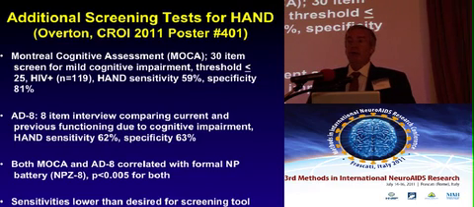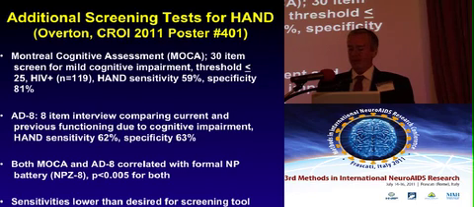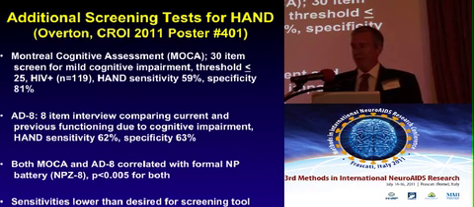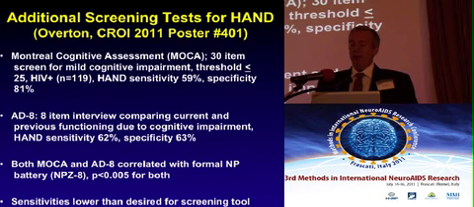Now, other screening tests have also been used to try to diagnose HAND. At this year's CROI meeting again, two of these tests were the Montreal Cognitive Assessment, or MoCA, which is a 30-item screen for age-associated mild cognitive impairment among the elderly. So these are seronegative people that it was designed for. Using a threshold of less than or equal to 25, among HIV-positive individuals, the MoCA had a sensitivity for diagnosing HAND of 59% and a specificity of 81%. So good specificity, average sensitivity.